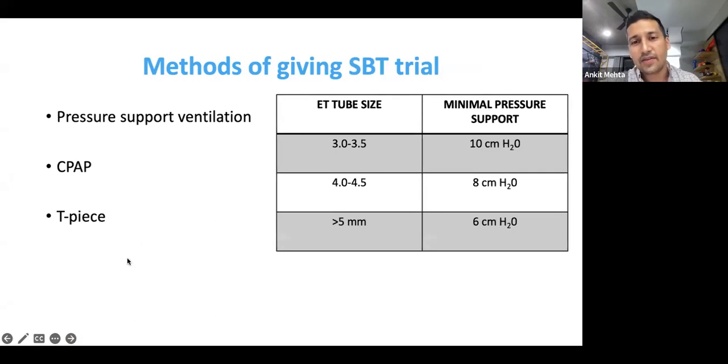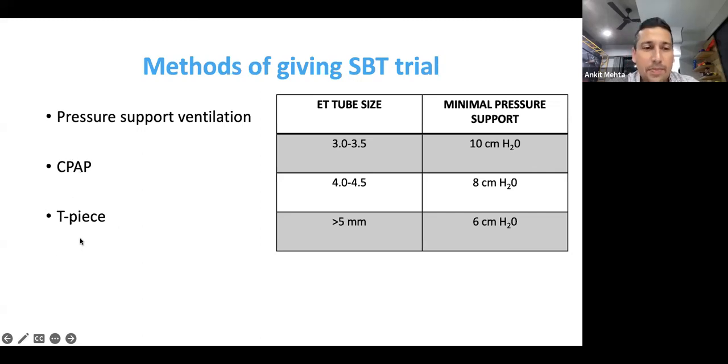But the most important thing is, I told you that there were initial papers which used to tell that depending on the ET tube size, you can use this minimal support. But now there are more and more papers which tell that you can probably use no pressure support with CPAP, or sometimes minimal pressure support with CPAP. So that means something above PEEP, maybe as low as 5, and preferably a pressure support of 0 and a PEEP of 5, which makes it CPAP, or a PEEP of 4, or depending on the age, 3, 4, 5.